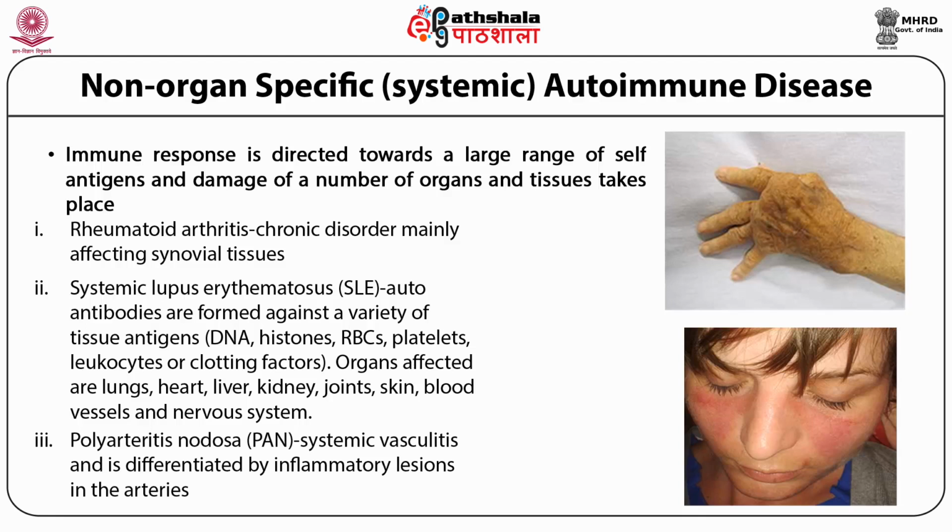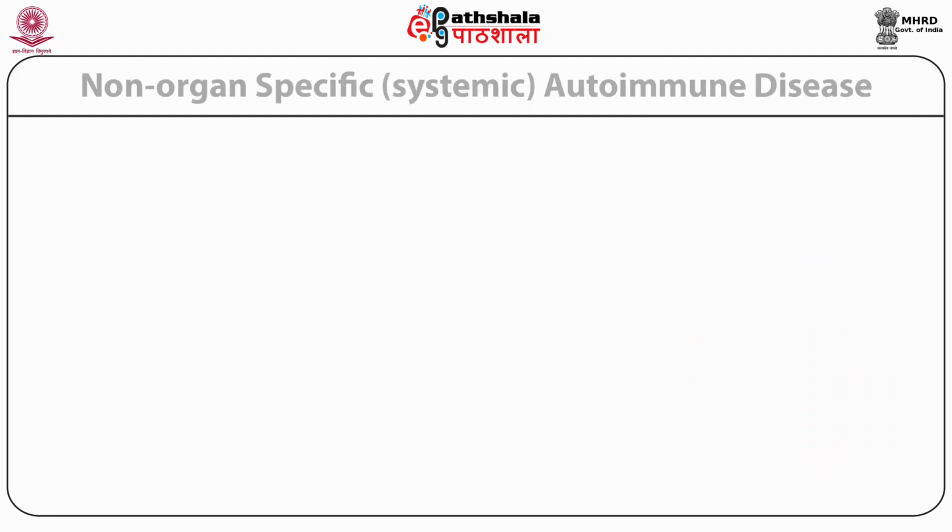Polyarteritis nodosa or PAN. It is a systemic vasculitis and is differentiated by inflammatory lesions in the arteries resulting in microaneurysm formation and aneurysmal rupture. This leads to hemorrhage, thrombosis, and eventually organ ischemia or infarction. It is generally fatal due to coronary thrombosis, cerebral hemorrhage, or bleeding in the gastrointestinal tract.